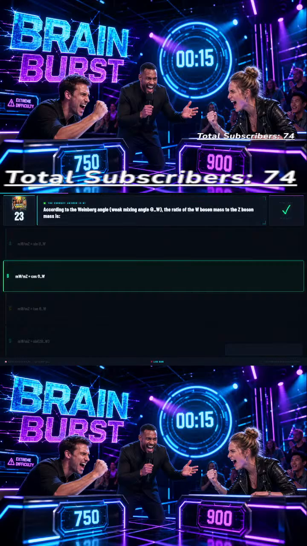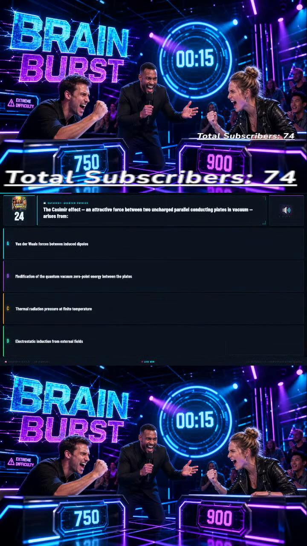Time's up. The correct answer is B, mW/mZ equals cos θ_W. Question 24. The Casimir effect, an attractive force between two uncharged parallel conducting plates in vacuum, arises from Option A, van der Waals forces between induced dipoles. Option B, modification of the quantum vacuum zero-point energy between the plates. Option C, thermal radiation pressure at finite temperature. Option D, electrostatic induction from external fields.